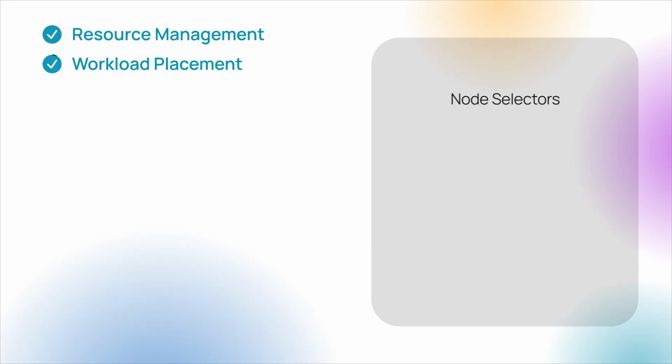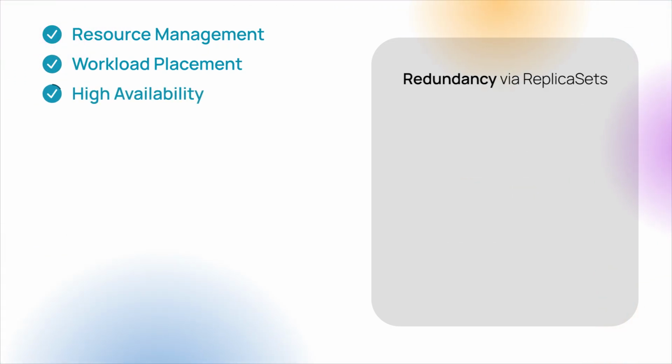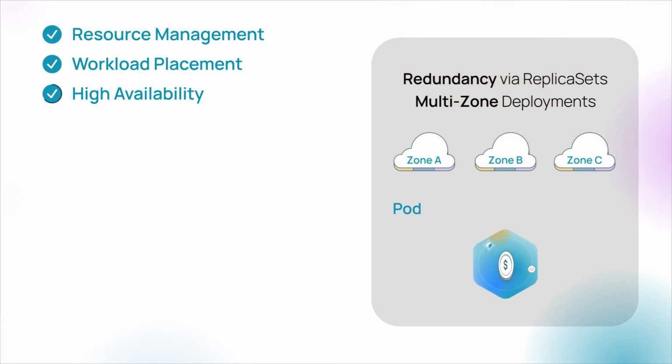Use node selectors, affinities, and tolerations to place your workloads intelligently. This reduces risk and improves performance. Implement redundancy at every layer, from replica sets to multi-zone deployments. Don't forget pod disruption budgets.